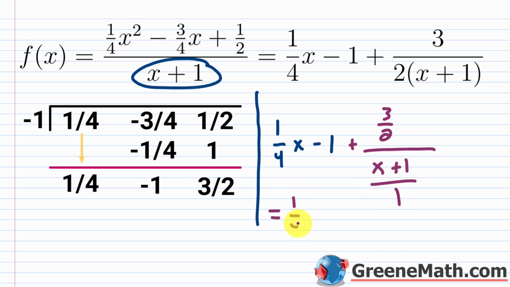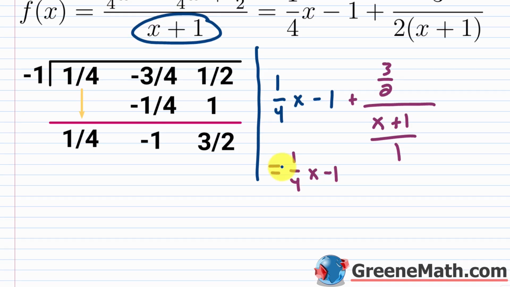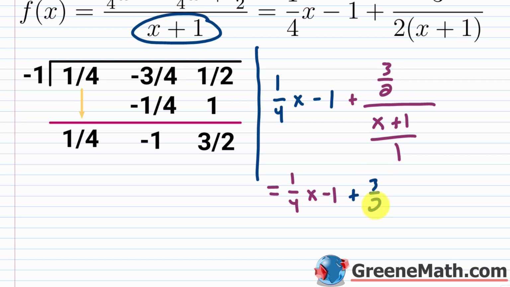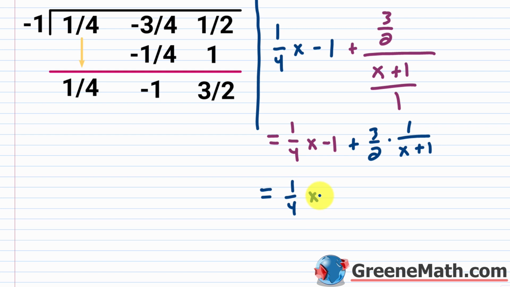You would have 1/4 x minus 1. Let me move this down just a little bit so it will fit. And then plus, we would take this 3 halves and multiply by the reciprocal of this. So 1 over your x plus 1. And so this turns into 1/4 x minus 1, and then plus 3 over 2 times the quantity x plus 1.